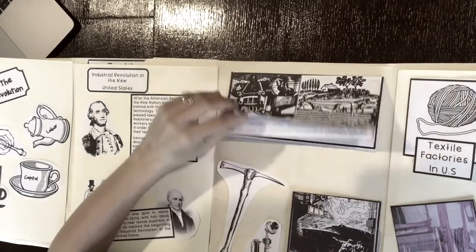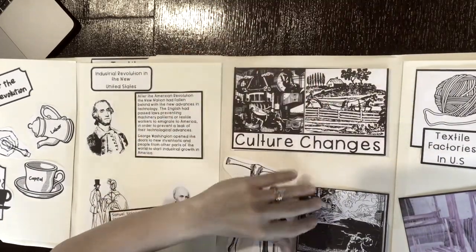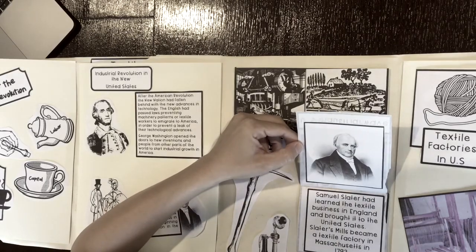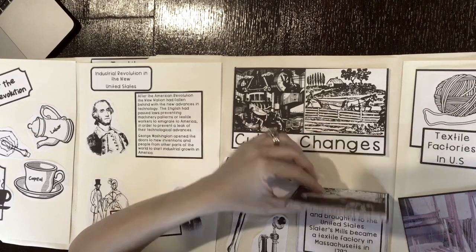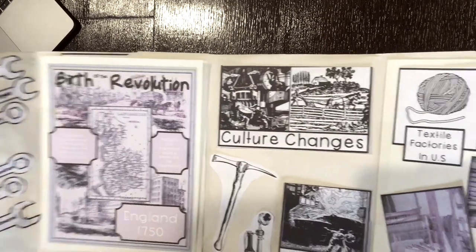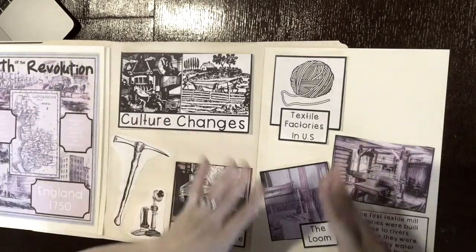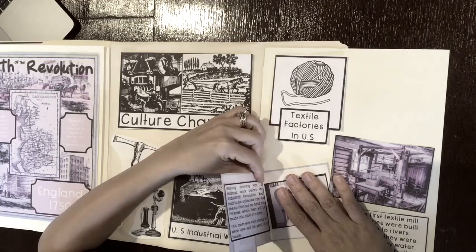On this side, you have cultural changes. Again, everything comes with the answer included. Your kids don't have to really write anything. So this is kind of like a lab book that will go well with anything your kids are learning on this topic, and it will summarize everything about the Industrial Revolution.